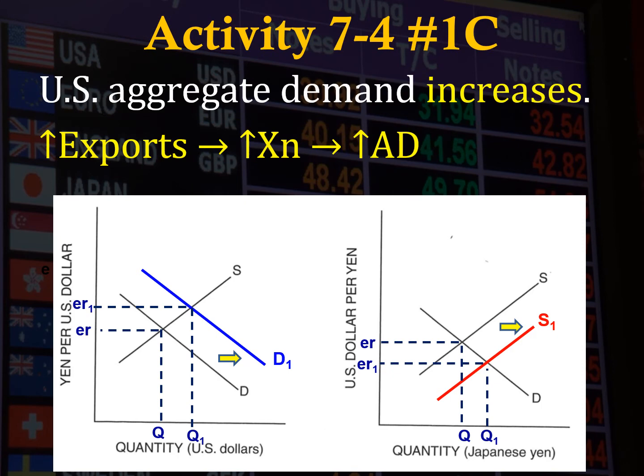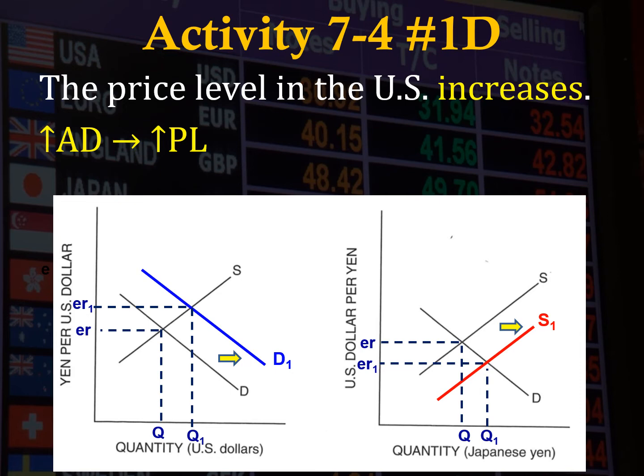1C, what happens to U.S. aggregate demand? Since net exports increases, that's going to cause aggregate demand to shift to the right. And because aggregate demand shifts to the right, price level goes up and real output also goes up.